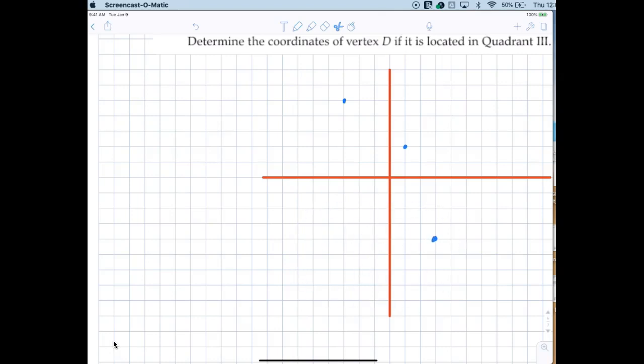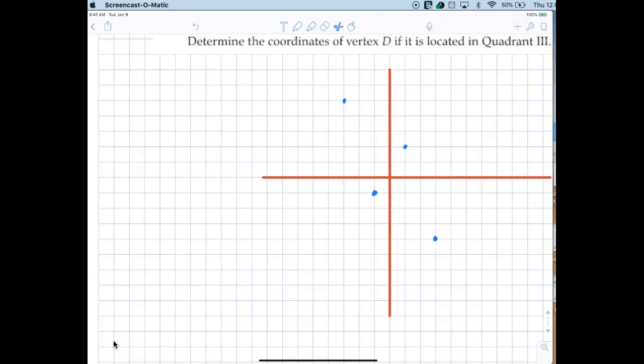From here, all right, I have to go up and over the same amount because not only does it have to be parallel, but it has to be the same length. So if I go up 3 and over 4, that'll create the same length. So if I go up 3, 1, 2, 3, 1, 2, 3, 4, I think it would go there, right? Negative 1, negative 1. All right, a lot of it's visual, which I think is very difficult for some.